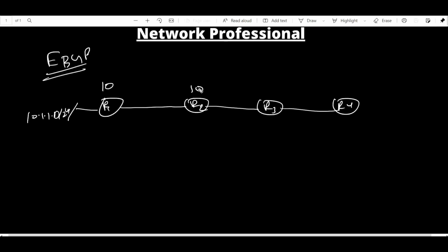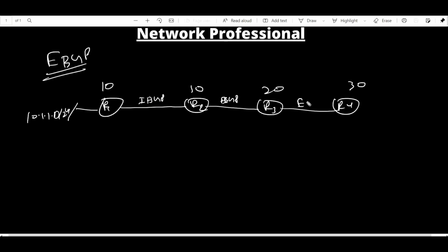Or, let me make it clearer. Suppose I am using AS10 over here, 20 over here, and 30 over here. Fine. So this router is going to advertise this route to its internal neighbor. Yes, because the neighbor relationship between R1 and R2 is iBGP. Here it is eBGP, right?